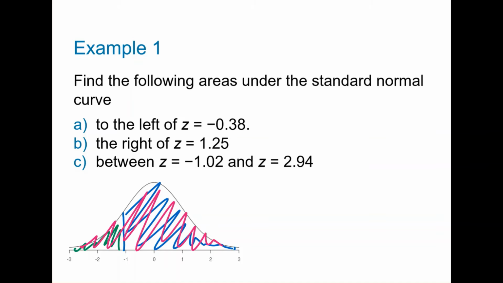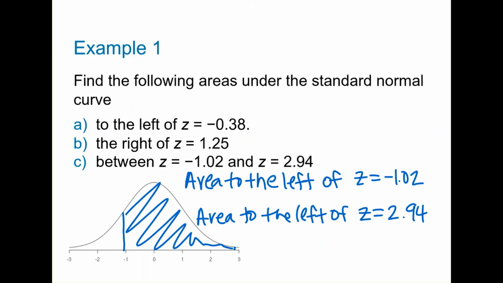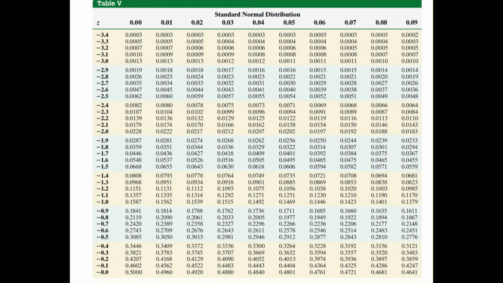So that means we will subtract the area to the left of negative 1.02 from the area to the left of z equals 2.94. In table 5, we need to look for the area to the left of negative 1.02 and z equals 2.94. Now let's go to table 5. Now let's find z equals negative 1.02. First we find negative 1.0, and then we find 0.02, and we get 0.1539.